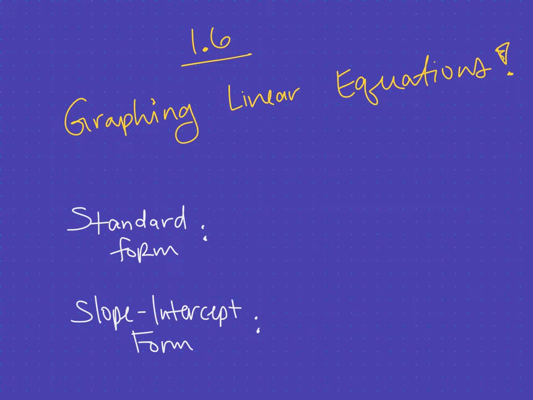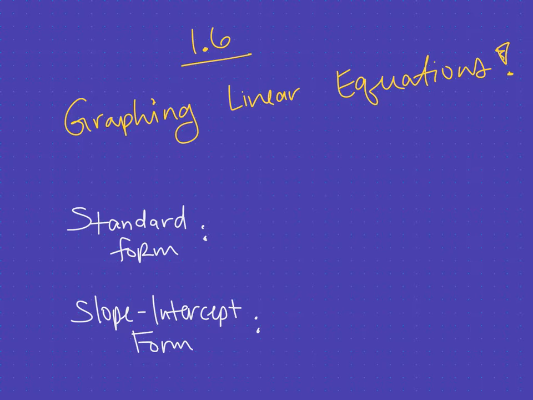Welcome to 1.6. We only have two objectives in this section, which is nice. They both are lines. So a linear equation, again, is just one that forms a line. L-I-N-E is built into linear. Now, they can be written in more forms than this technically, but these are the two that we're going to focus on. They're the most common.